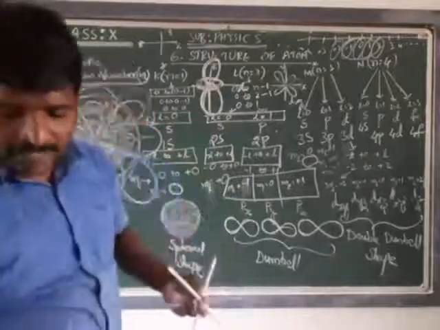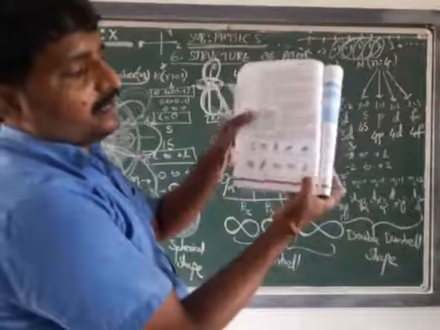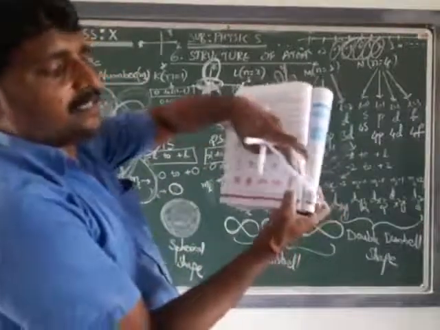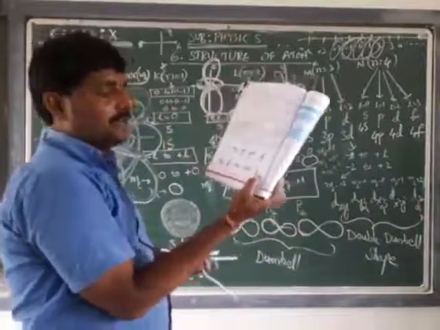You can refer to page number 114, the dz square figure. Along the z axis we have a dumbbell, and along the x axis and y axis we have a sphere. You can refer to figure number 5 on page number 114.